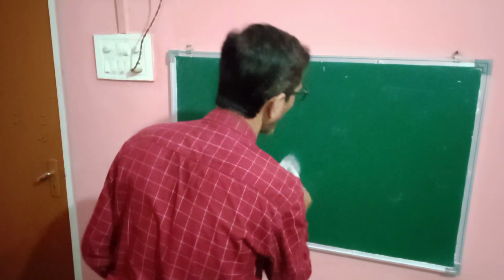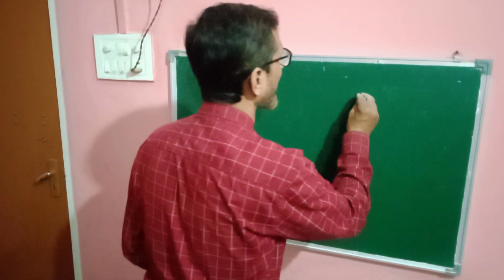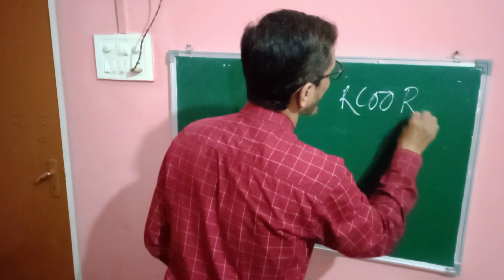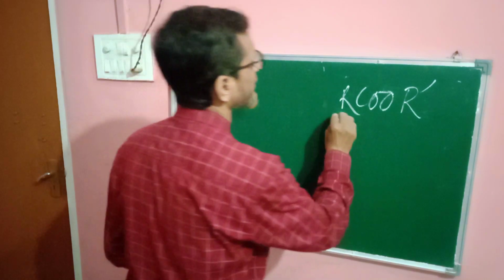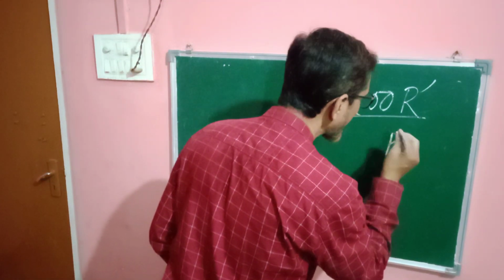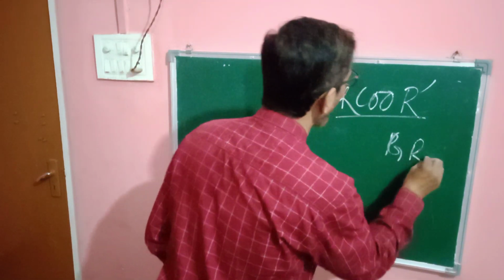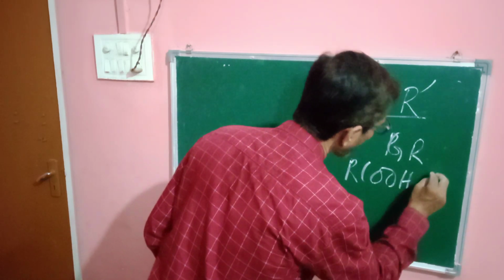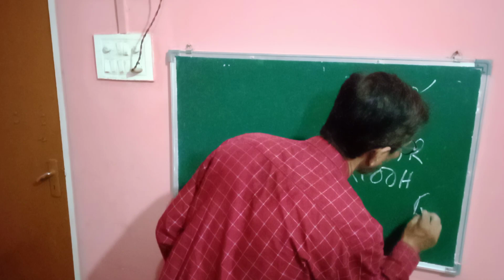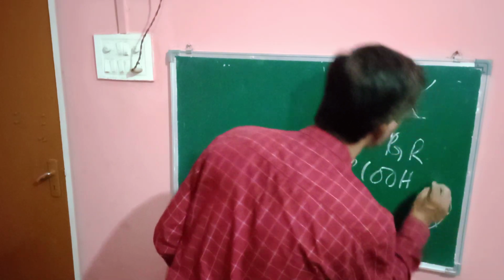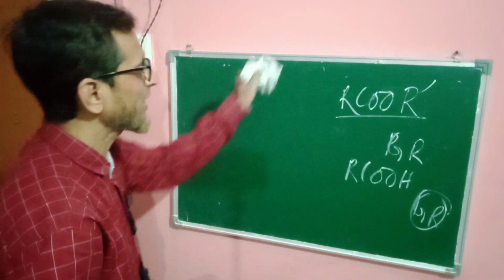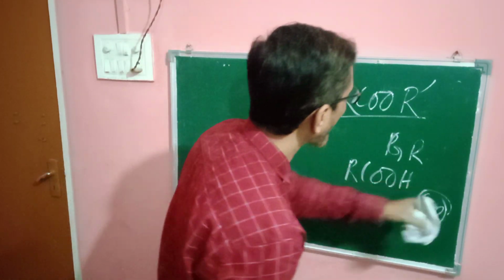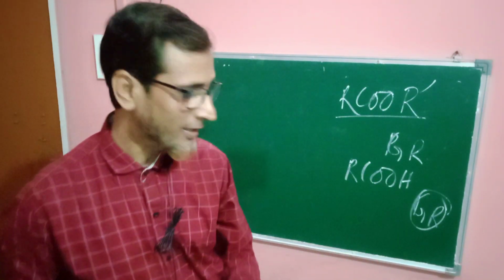One thing I will show you in my next class: RC double bond O R dash, it is an ester. The reaction of ester with Grignard reagent and the reaction of carboxylic acid with Grignard reagent. Very often these things are asked, and normally they are not given in books. I will explain it in my next class.